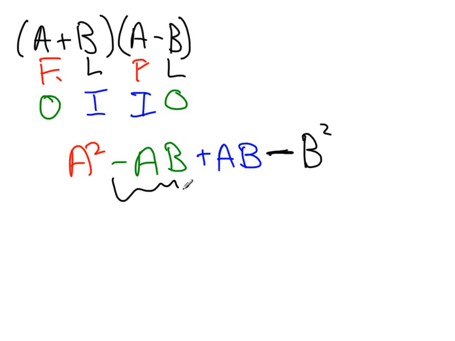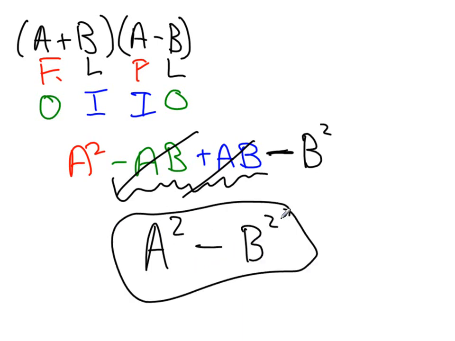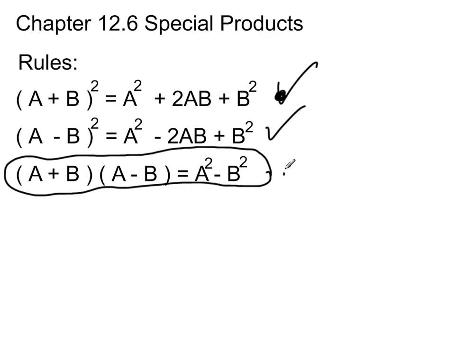Now, when you look at the inside terms, you see a negative and a positive. So I borrowed $1 and then I paid back $1. Off they go. They cancel each other out and we're left with a difference of 2 squares. A squared, the b squared, and there's a subtraction going on between them. So there's our third and final formula. And that's it for this section.